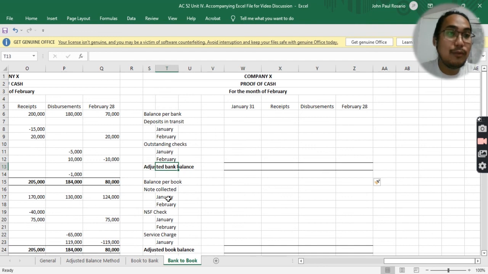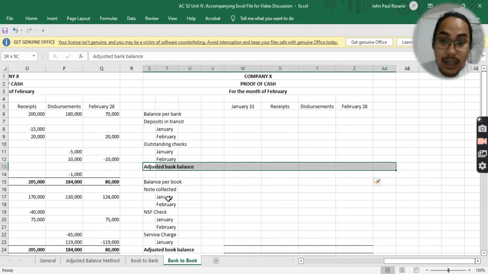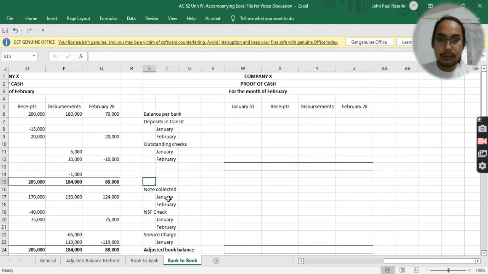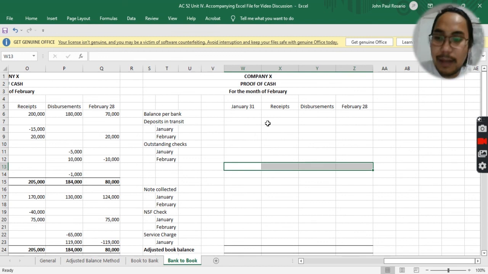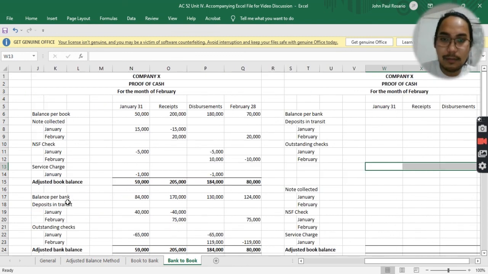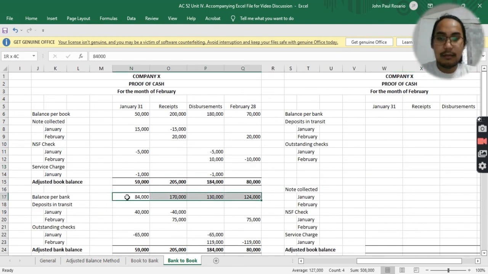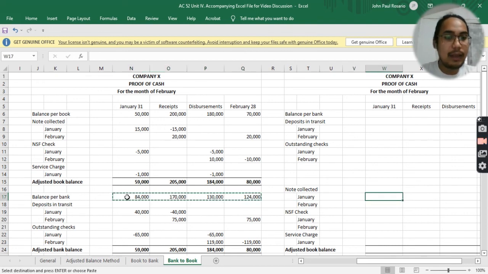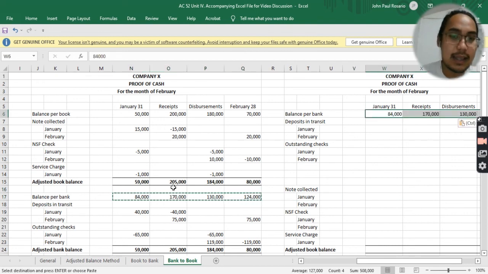Okay. And then we have to remove muna the adjusted bank balance na portion because we're not trying to get the adjusted bank balance, but we're trying to reconcile the balance per bank towards the balance per book. Okay. So, wala po niya siya. Okay. Now, our balance per bank is as based here. So, muna siya itong beginning ay ato ang unadjusted balances.